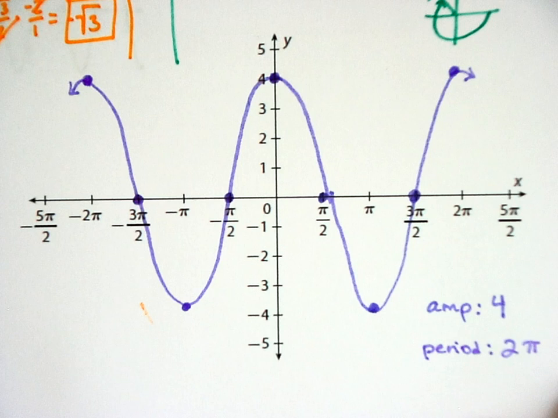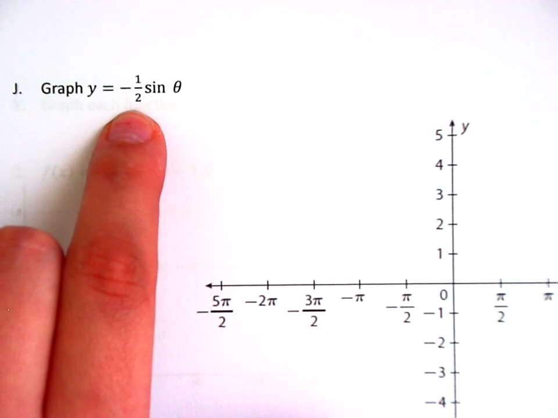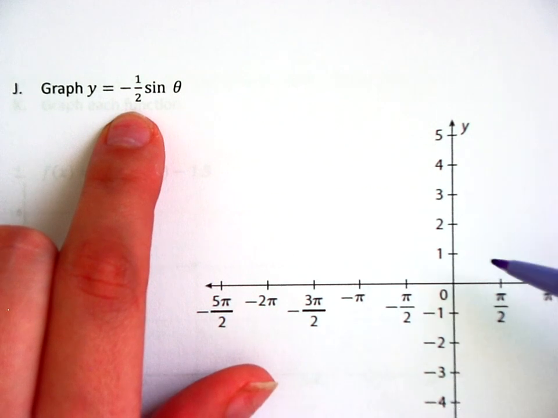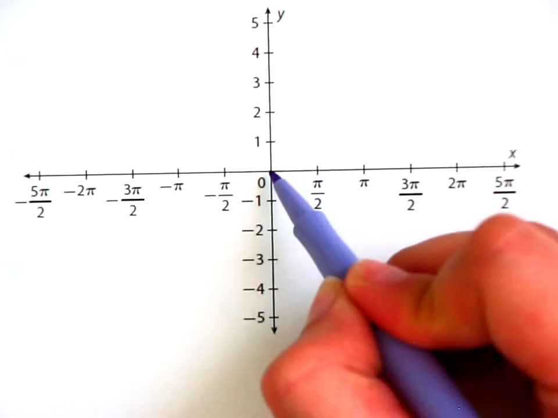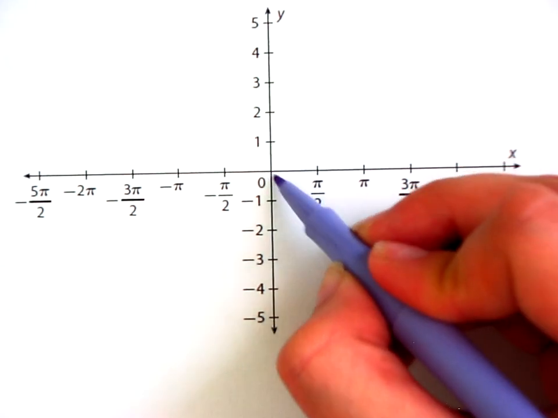All right, the next one we have is sine. And again, we've only changed our amplitude here. We have a -1/2 for our a value. So that means that our graph is going to flip over the x-axis, and the amplitude is now 1/2 of what it normally is. Okay, so sine always starts at 0, and then instead of going up to 1, we're going to go down to 1/2.